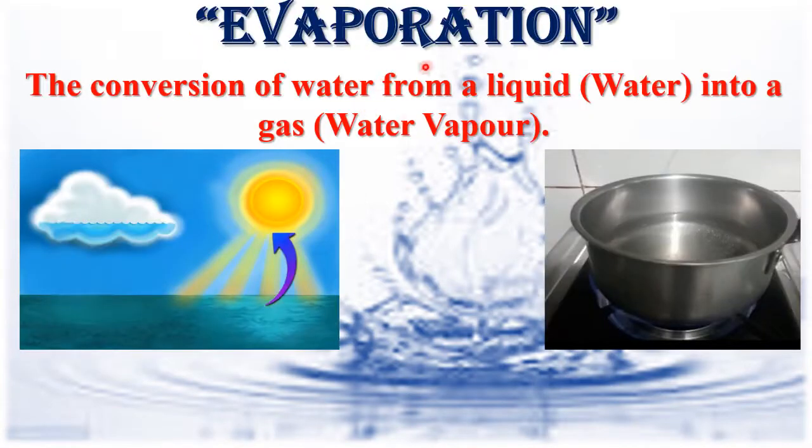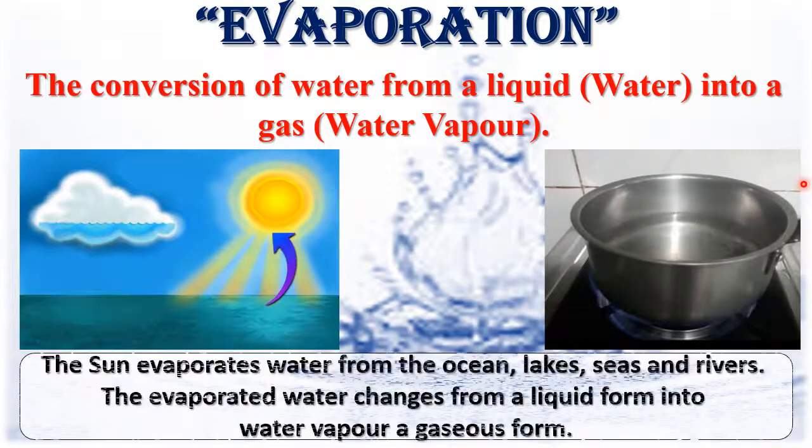The first step is evaporation. That means the conversion of water from a liquid form into a gas form. Yes, the gas form is water vapor. And how does it get converted? Due to the heat of the sun. The water is converted from liquid into the gas form. As you can see at your home also, when you boil, the water gets converted into gaseous form.